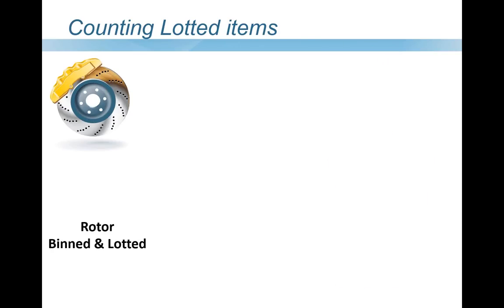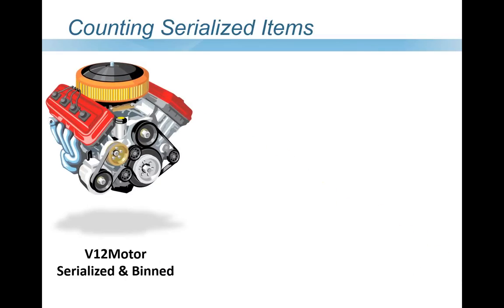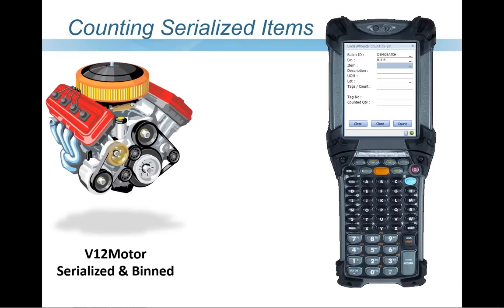Serialized items are a little different. As part of our enhancement this year, we made it so it's more like a grocery store scanner. So when we go out here to scan our item, we're going to jump back over to physical count by item. That's just my preference. I'll select our batch, and in doing so, it's going to ask us to scan our item number. When I scan the item number, it's immediately going to ask us for a bin.